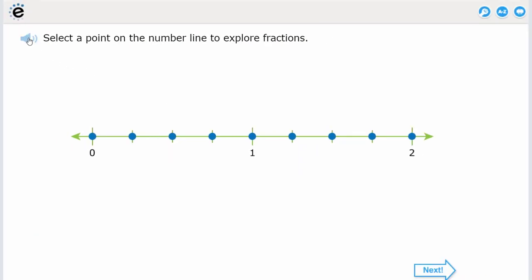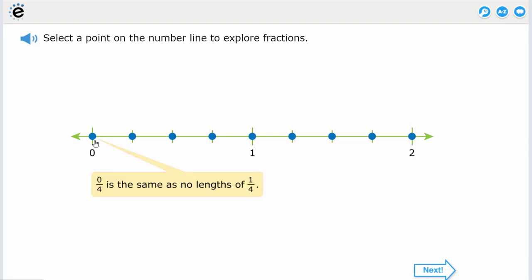Okay, focus with me, my heroes. Select a point on the number line to explore fractions. Let's do this. I will take them one by one, point by point, and I will start with the 0. So please focus.